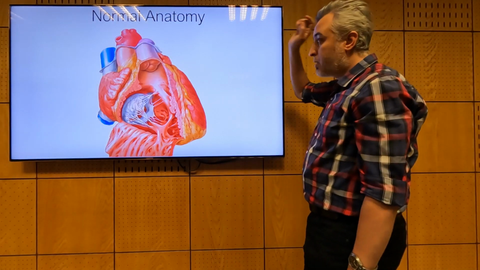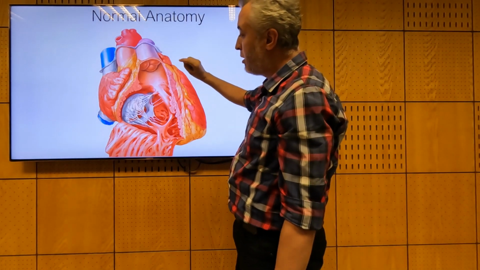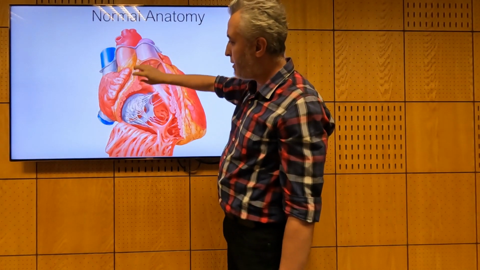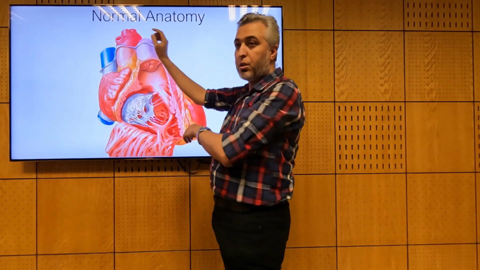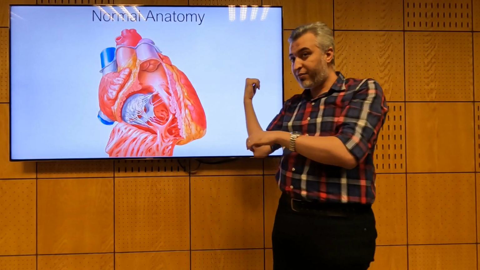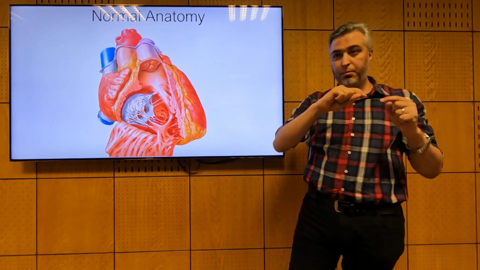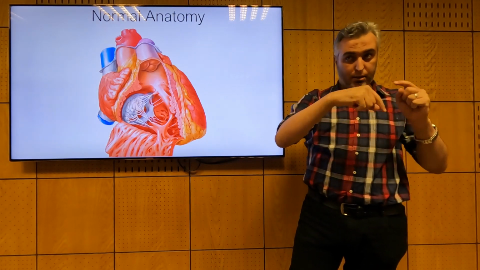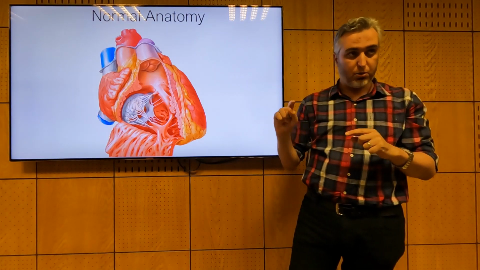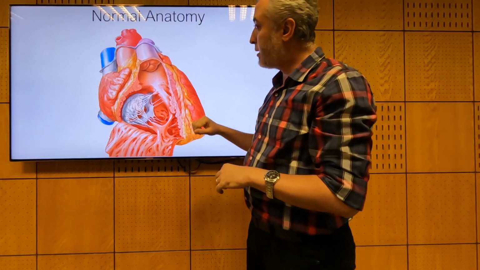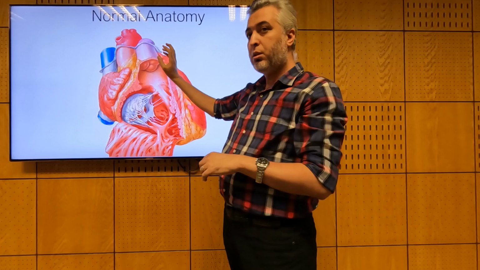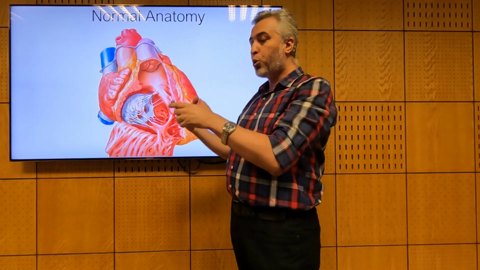So you can see here that the tricuspid valve and the pulmonary valve are not in direct continuity, not like the left ventricle, where the mitral and the aortic valve have fibrous continuity. And then we can see that the pulmonary root sits on a cone of muscle.